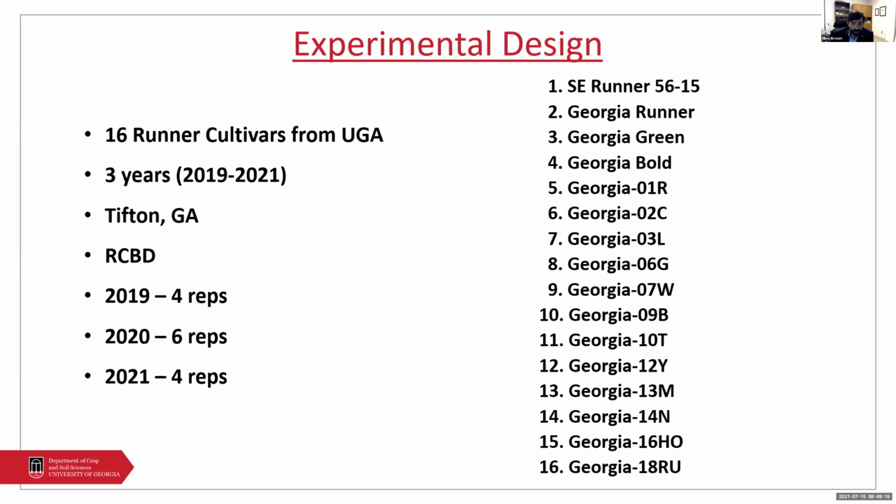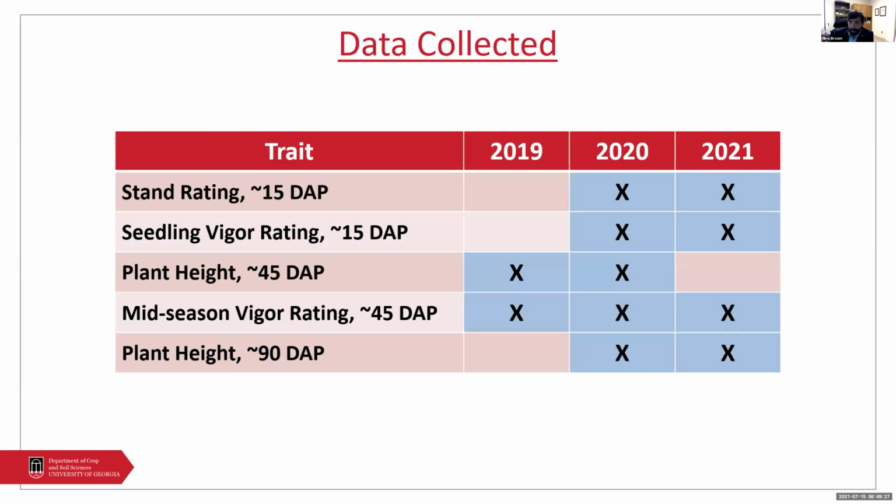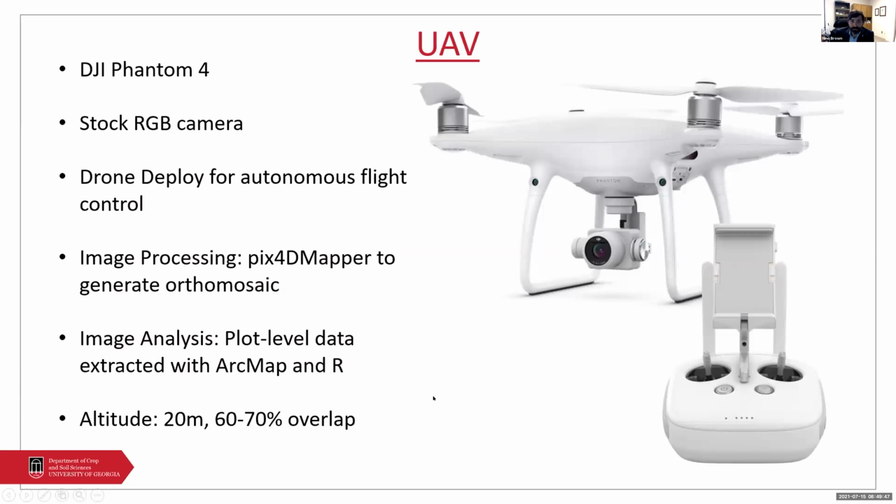We've grown this trial in Tifton as an RCBD with 4 reps in 2019, 6 reps in 2020, and 4 reps in 2021. The data we've collected: stand ratings for 2 years, seedling vigor ratings for 2 years, plant height at around 45 days after planting for 2 years, mid-season vigor ratings at around 45 days after planting for 3 years, and then plant height at about 90 days after planting for 2 years.